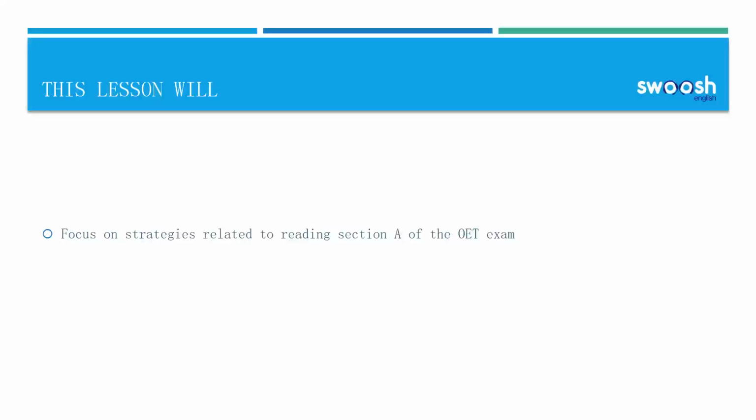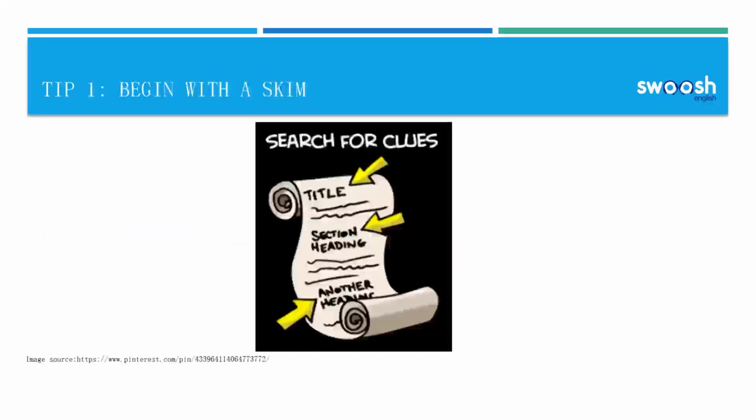So I thought you might appreciate some tips which you can use to help make that process a little bit more manageable. So here's the first tip. Begin with a skim. Now, one of the most common questions I get as an OET teacher is, where should I start? With the texts or the questions? My answer is always the same. Start with the texts, but don't read them in detail because you don't know which details you need yet. So just skim them. Read the headings, read the first lines of each paragraph, but quickly, very quickly.